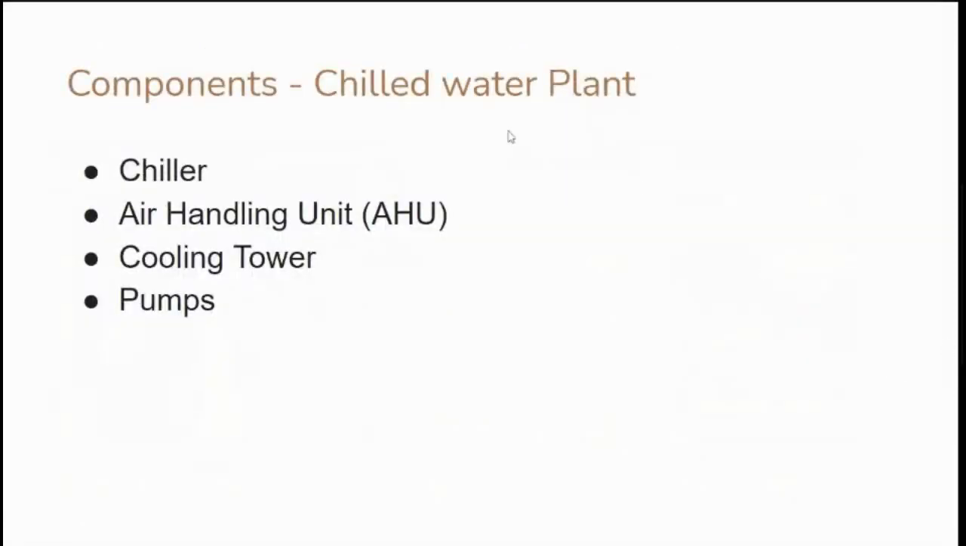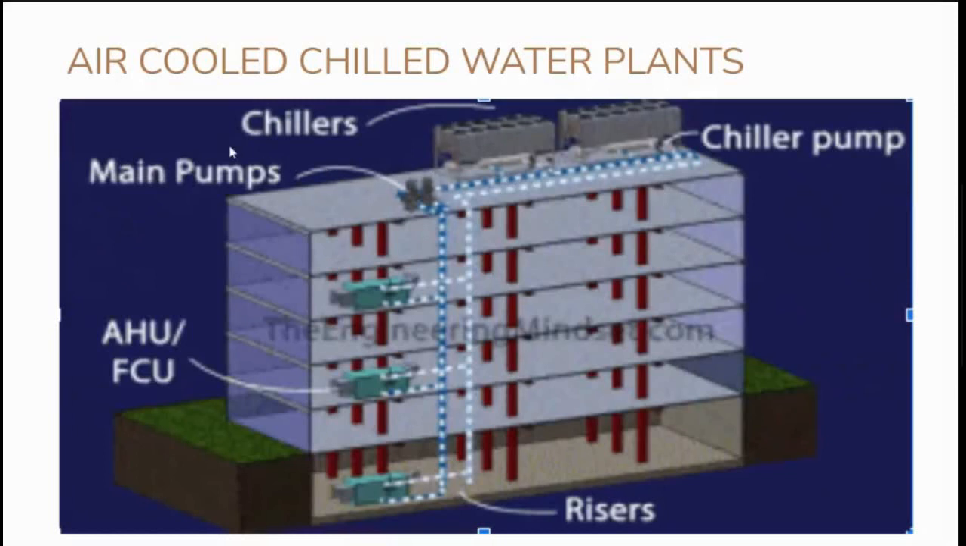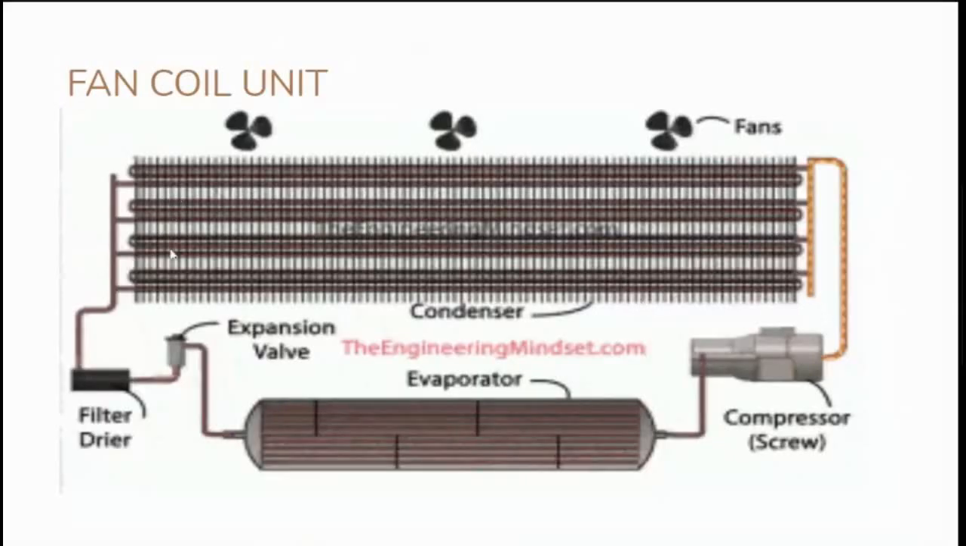So the components of a chilled water plant are a chiller, air handling unit, cooling tower and pumps. So there are air-cooled chilled water plants without cooling towers. So usually in air-cooled chilled water plants, the chiller pumps along with the fan coil units does the work. So a fan coil unit is again a heat exchanger.